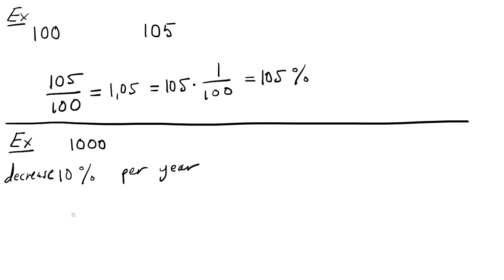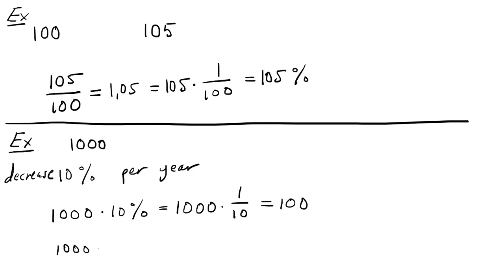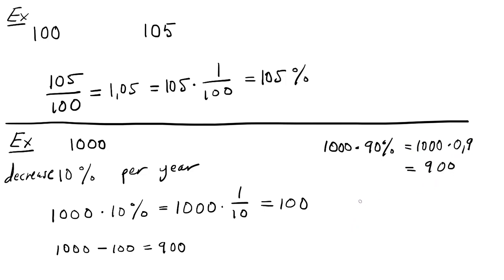After 1 year, the value has decreased by 10% of 1,000. What's that? That's 1,000 times a tenth. So just 100. So the value has decreased by 100. So the new value is 1,000 minus 100. So 900. And of course we could have gotten this more quickly by taking $1,000 and multiplying by 90%. That will give us the new value. Because if the value has decreased by 10%, the new value is 90% of the old one. So this is times 0.9. So this is 900. So that's after 1 year.